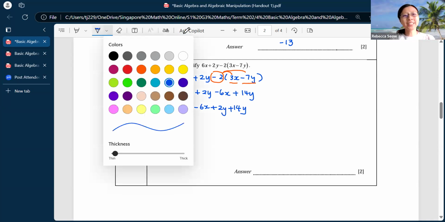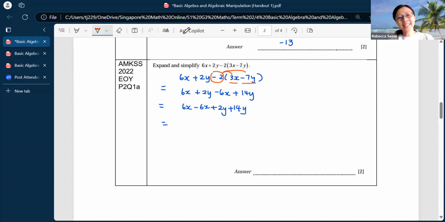And from here, we could actually tell that 6x and negative 6x cancel each other out. They neutralize each other's value. We're left with 2y plus 14y, so we end up with 16y. This will be our answer.